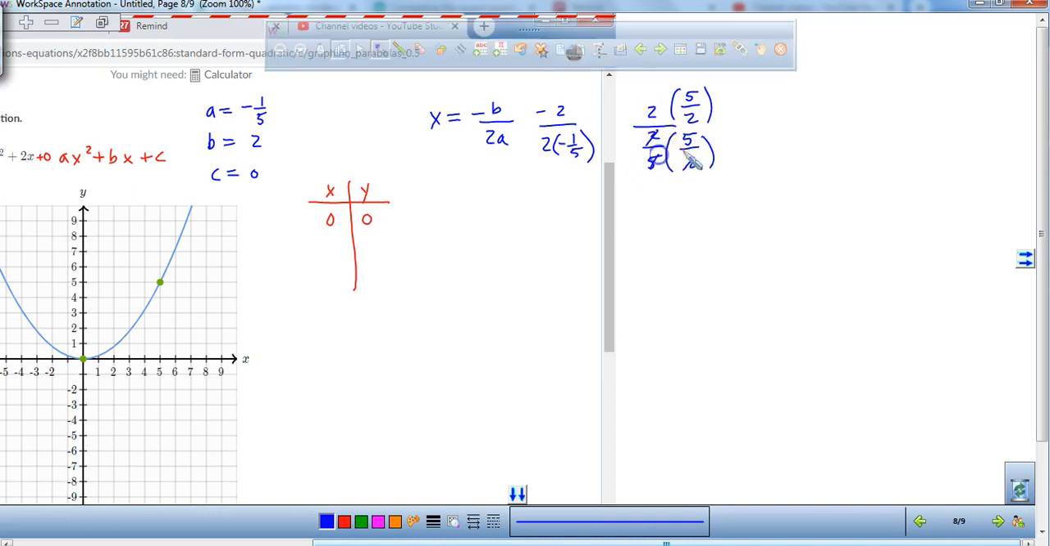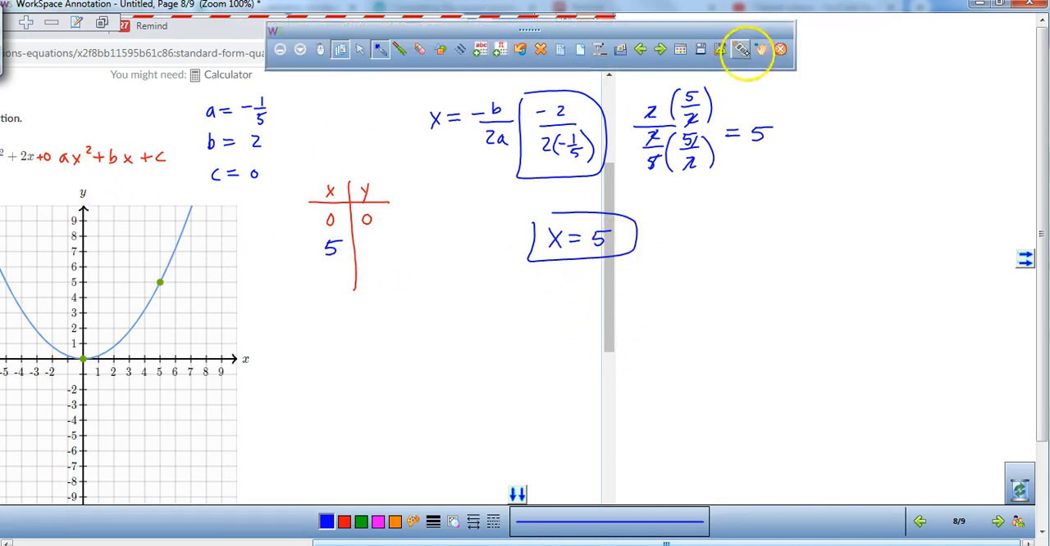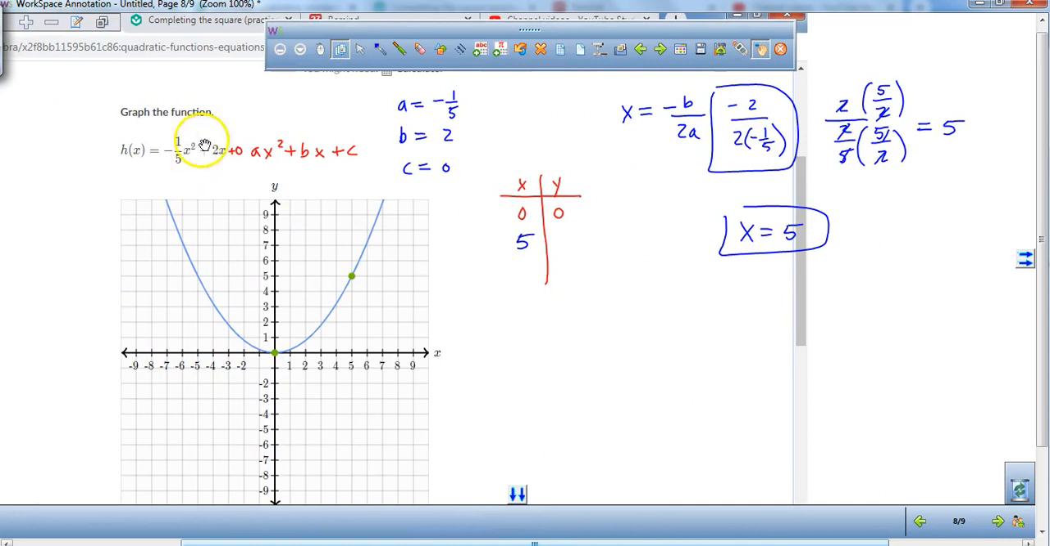Multiply, those cancel out, those cancel out, those 2's cancel out, and you're left with a 5. Okay? Now you could do this in a calculator. I'm just showing you how to do it by hand. So we have x equals 5. The only thing I have to do now, though, is take that 5 and plug it back into our equation.